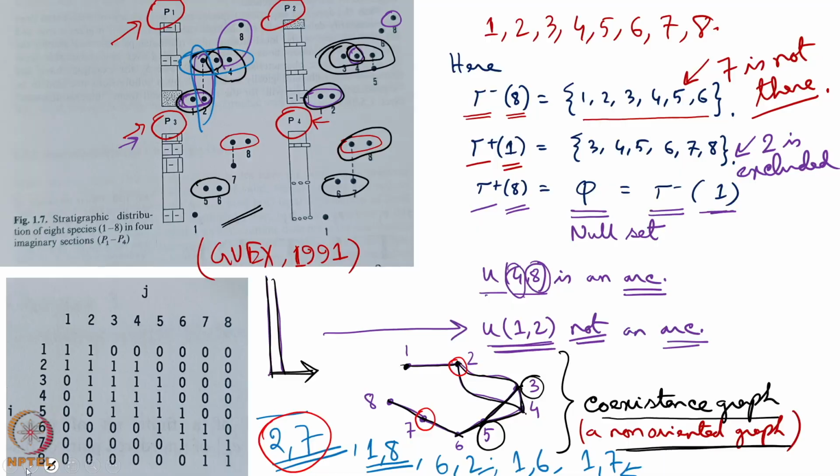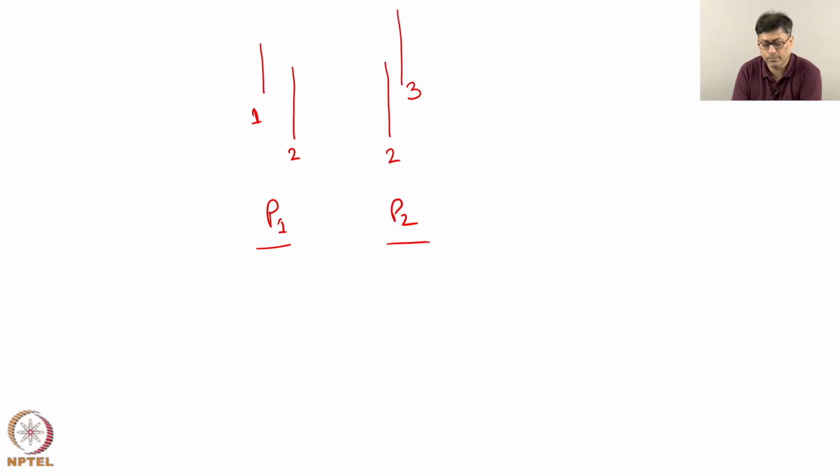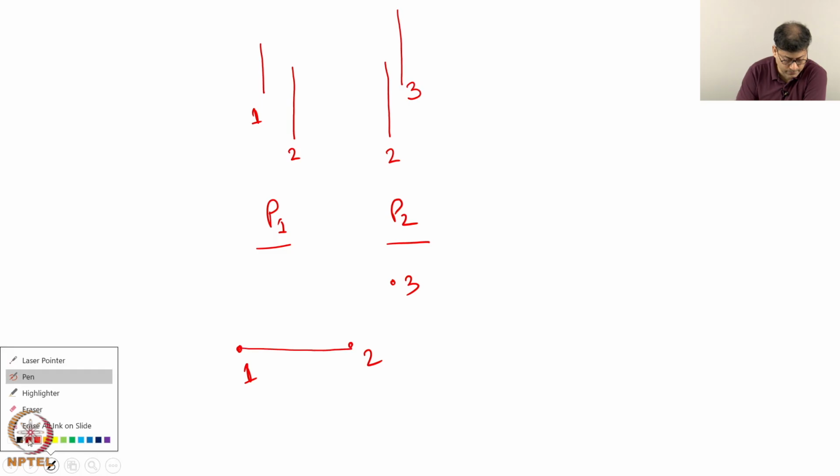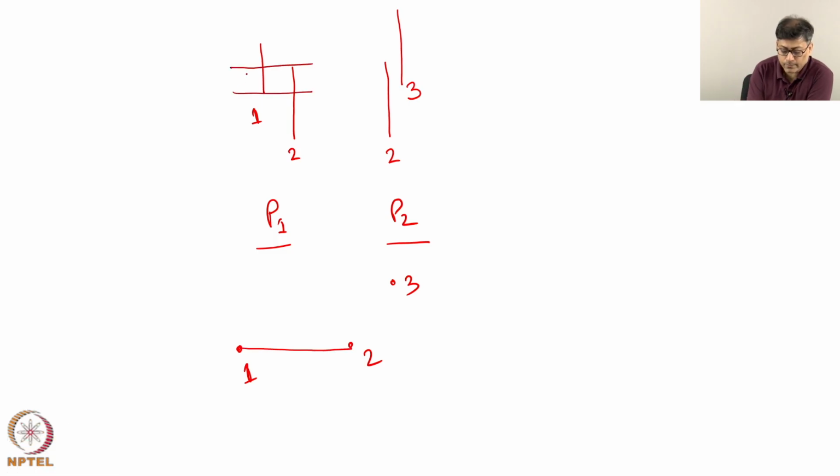Let us give an example. I am taking 2 vertical sections P1 and P2, where the distribution of taxa 1 and 2 are shown in vertical succession, and in P2 2 and 3 are shown. Suppose I want to represent the coexistence graph, how it should look like. I will put 3 points 1, 2 and 3, and we find that 1 and 2 coexisted for some time. Where is that coexistence? It is over here. And I find 2 and 3 coexisted for some time in P2. So, I will join 2 and 3 by a line.